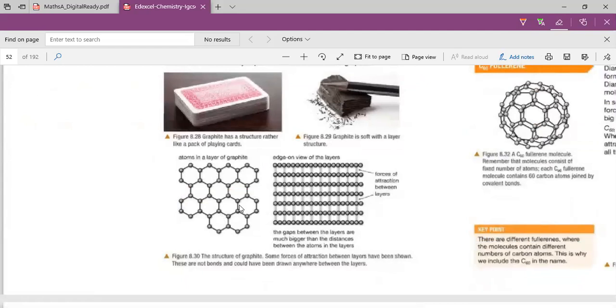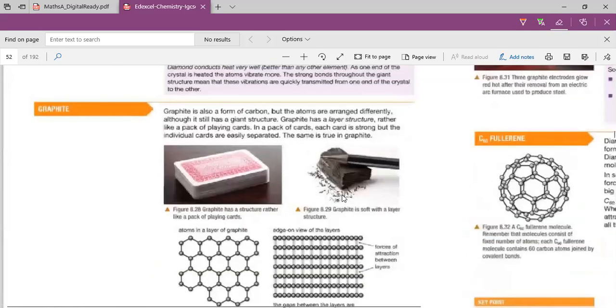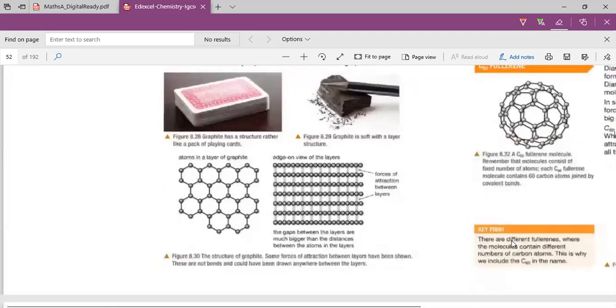explains the reason why graphite is used for fabricating, because the layers sit right over each other. So it's very good for fabricating, given that it has a high melting and boiling point.